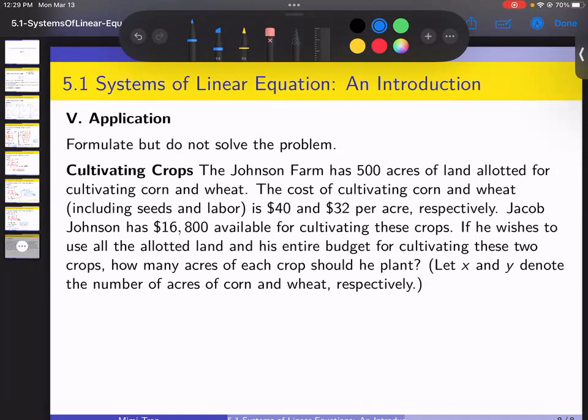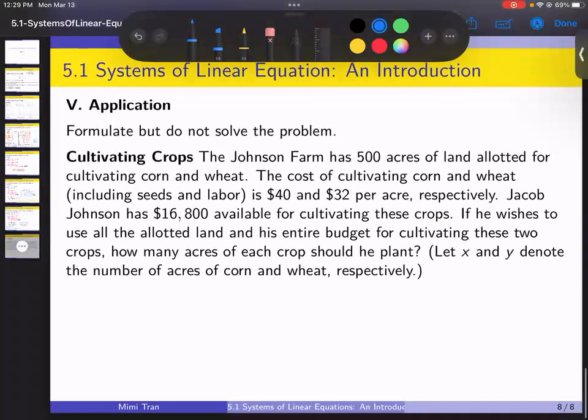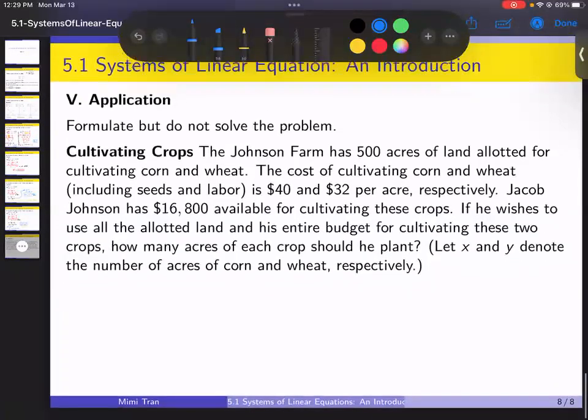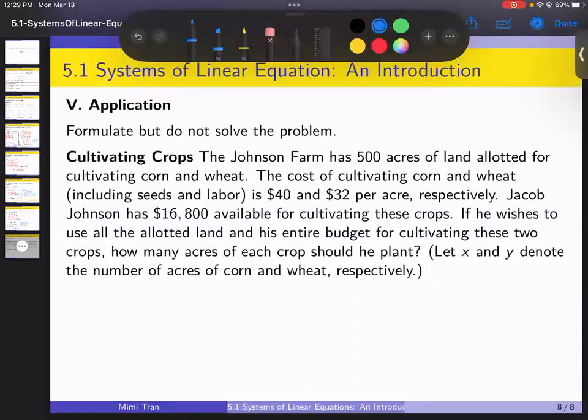The Johnson Farm has 500 acres of land allotted for cultivating corn and wheat. The cost of cultivating corn and wheat is $40 and $32 per acre, respectively. Jacob Johnson has $16,800 available for cultivating these crops. If he wishes to use all the allotted land and his entire budget for cultivating the two crops, how many acres of each crop should he plant? So we're looking for the number of acres for each crop. They already denote things for us, which is nice. Let X and Y denote the number of acres of corn and wheat, respectively.